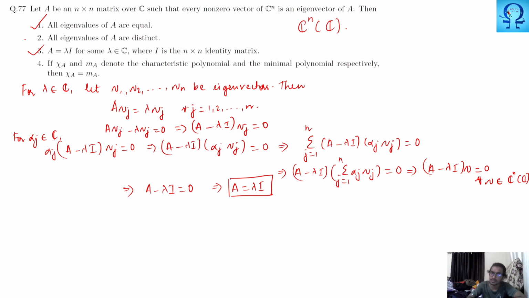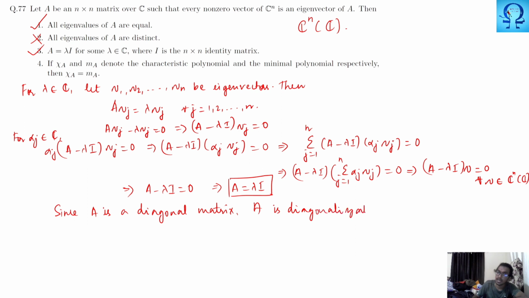The second option states that all eigenvalues are distinct. That cannot be possible. Since A is a diagonal matrix, this matrix A is diagonalizable.